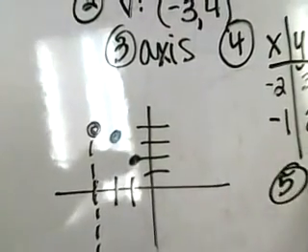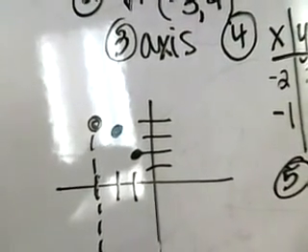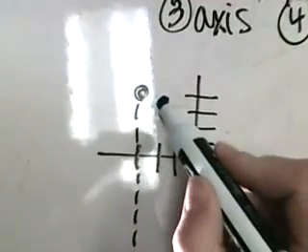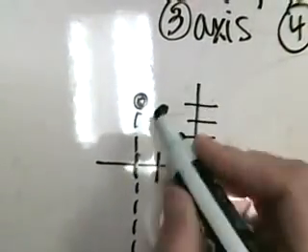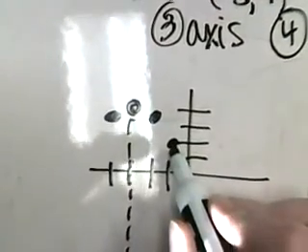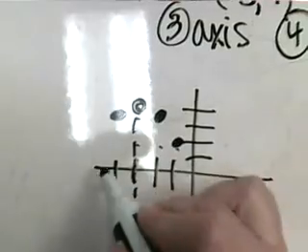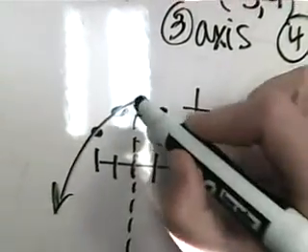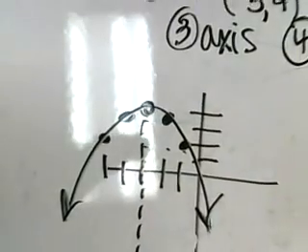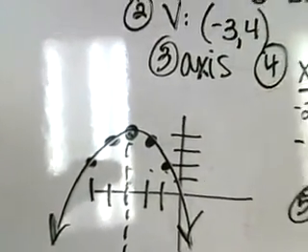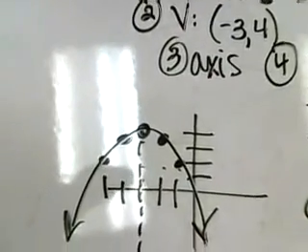Last step is mirror, just like it is in standard form. So this guy was 1 point away from your axis of symmetry. So I'm going to go 1 point to the left. This guy was 2 points from your axis of symmetry. So I'm going to go 2 to the left. Draw your parabola. So vertex form is a little bit quicker, but really only just for that one vertex step.